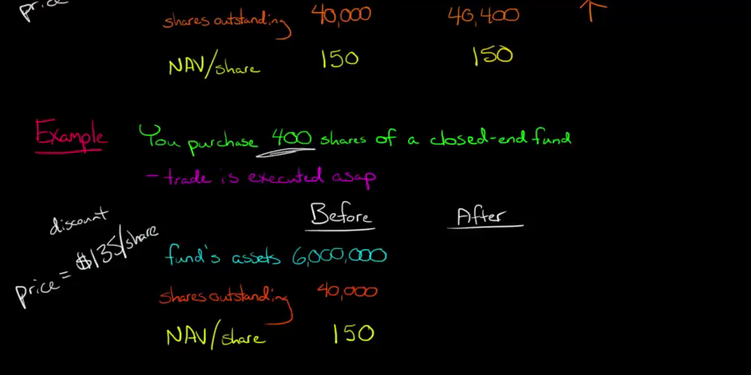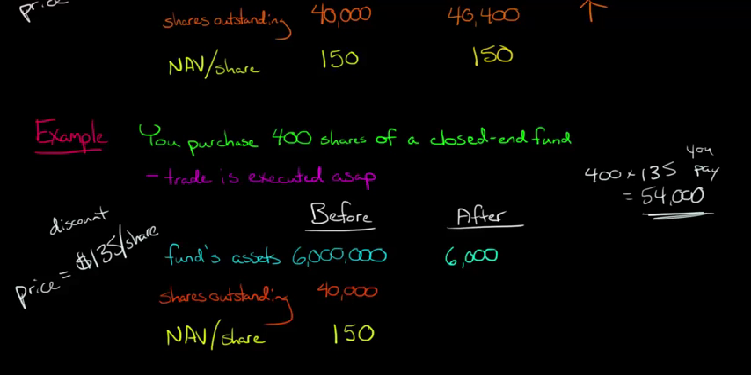So right now, 400 shares times $135 a share is what you're going to be paying, and that's going to equal $54,000. This is what you pay for your shares. You pay $54,000. So now let's look at the fund's assets afterwards. Fund's assets, $6 million. Say, hey, wait a minute, I just paid $54,000. Well, yes, but you paid $54,000 to another investor to give you their shares. You didn't give it directly to the fund, right? So the number of shares outstanding is still 40,000, right?